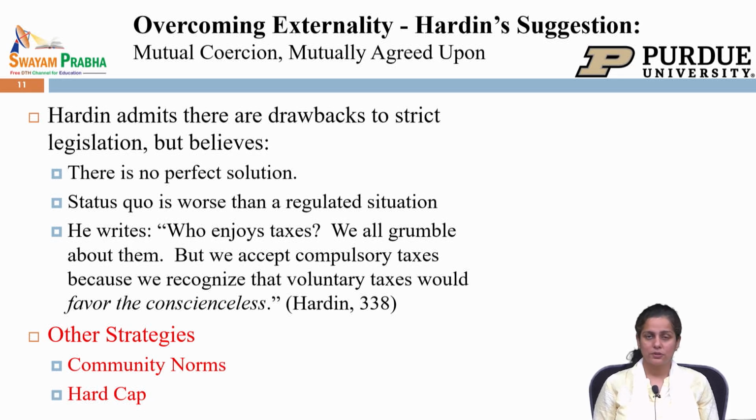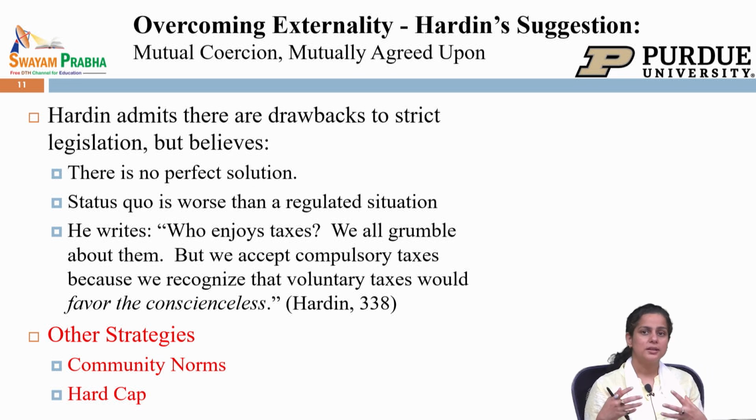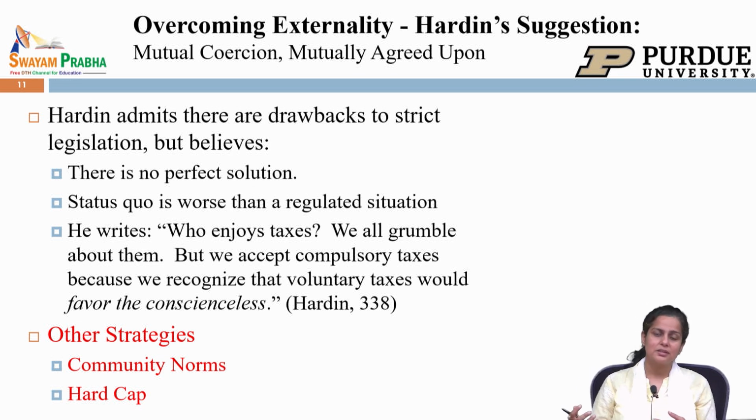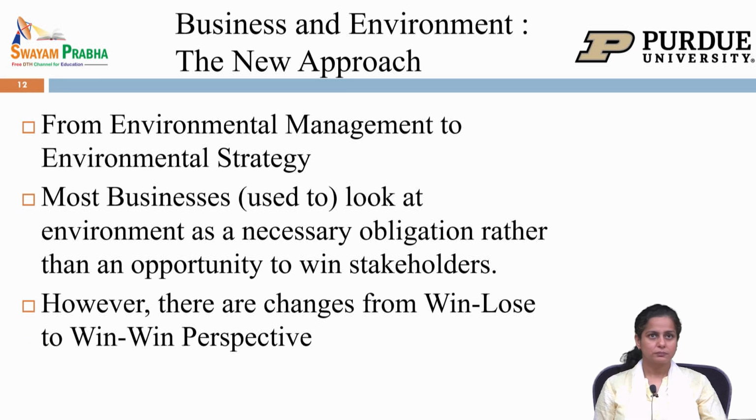So, these are all of the ways where Hardin suggests that we can overcome externality by making rules and regulations and policies and talking about it, realizing that there are externalities that do not reflect in the cost of the market, but can be accounted for in some other way.